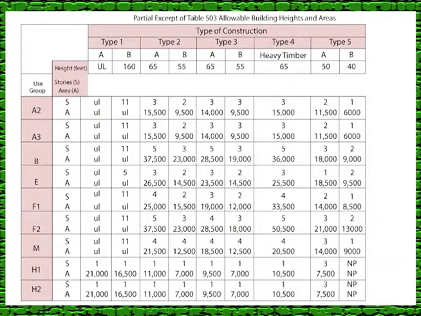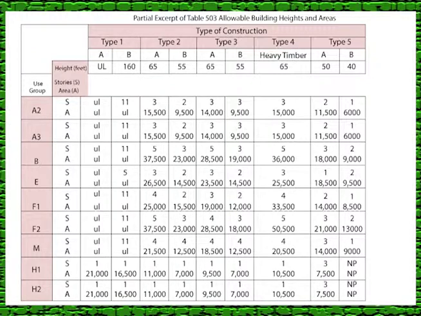Okay, here we are looking at Table 503. This is just a partial table. Obviously there's a lot of other use groups within this table, but this partial table is going to cover the use groups that we're covering in these test questions here. There are always three conditions to review when looking at this table. They are height in stories as measured from the grade plane, height in feet as measured from the grade plane, and area per floor or story.